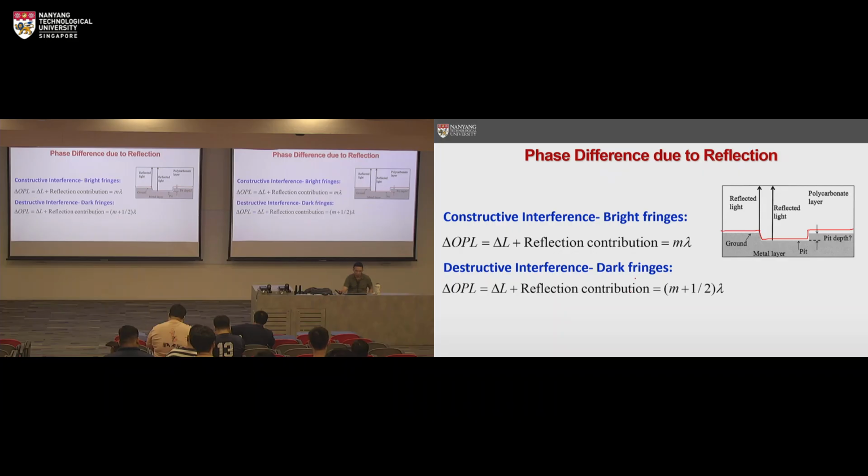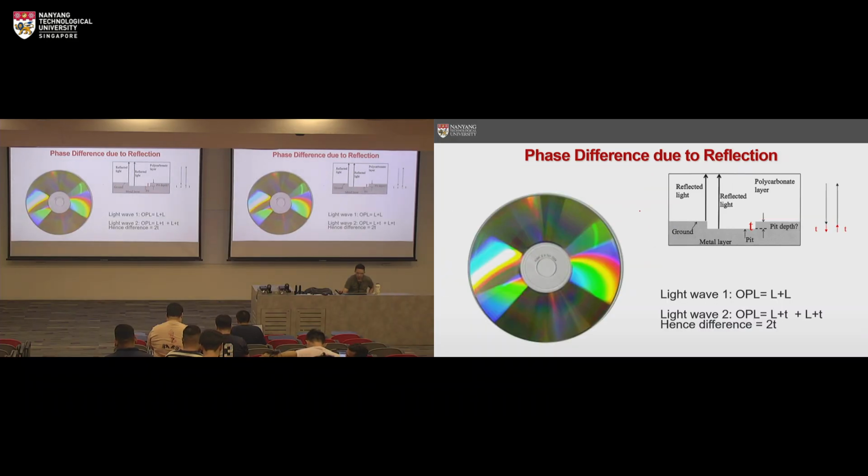Okay, so what is the phase change? Phase change must be dealing with optical path length. So you can think about it, what is the optical path length over here? Okay, so this is a solution. If you look at this structure, this is the top layer, and this is the bottom layer. When your light comes down, it can meet the top layer and go back.